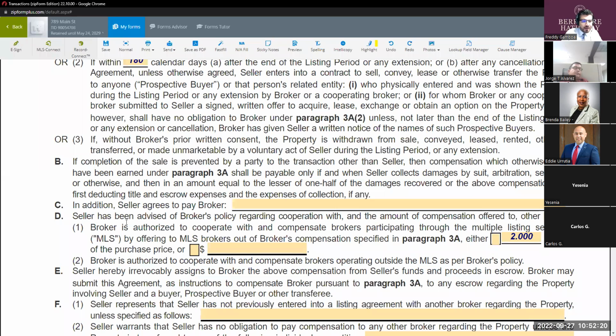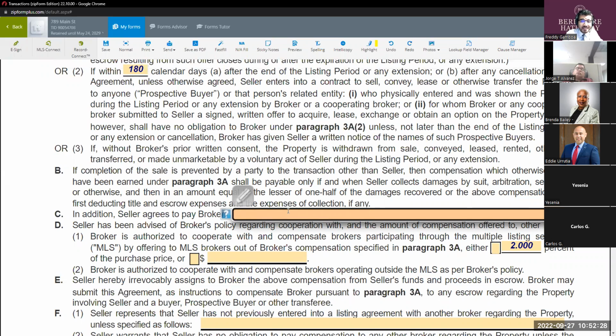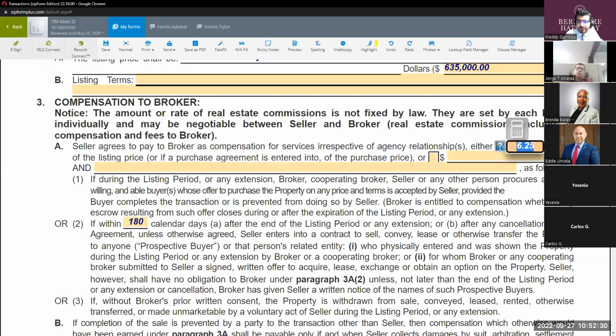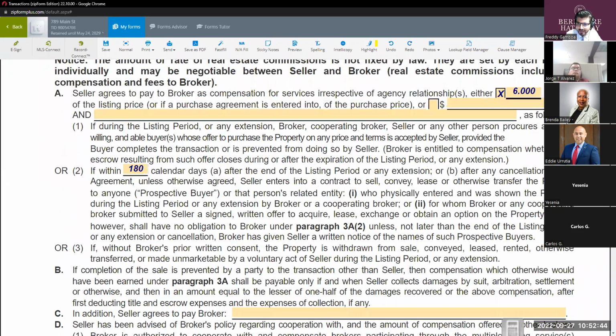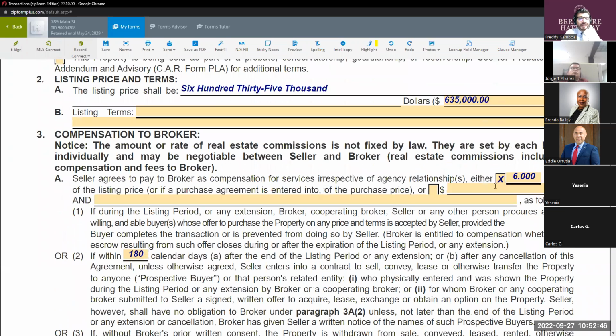All right. Letter C, seller agrees to pay broker. Anything else right here? Again, we can no longer charge any TC fees. The TC fee is going to be on your commission. Keep that in mind. When it comes to letter D, this is going to be how much you want to pay the cooperating broker. Now, how much are we getting paid? 6% for the entire listing contract, right?